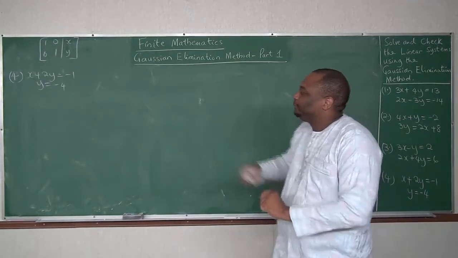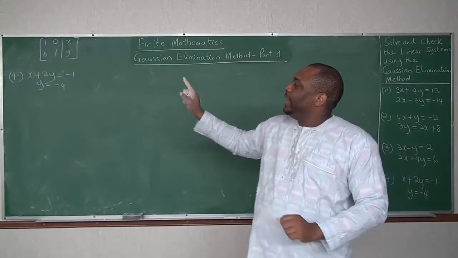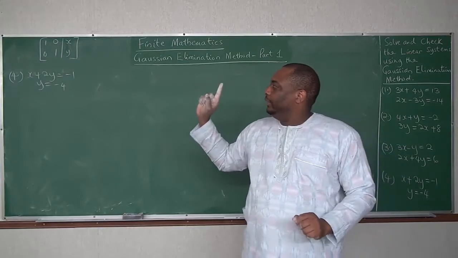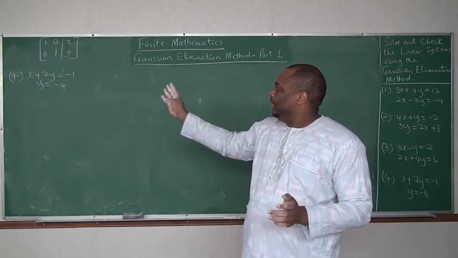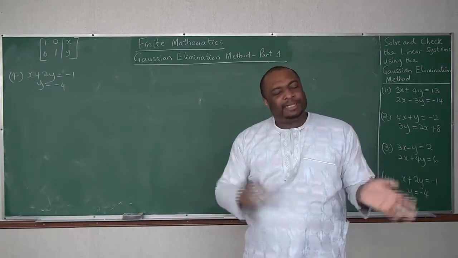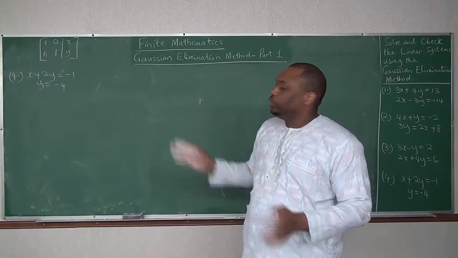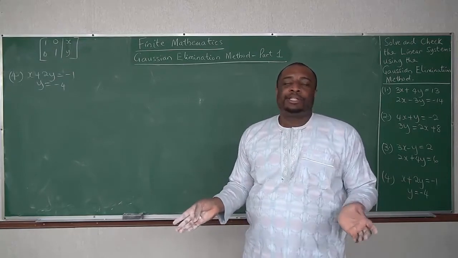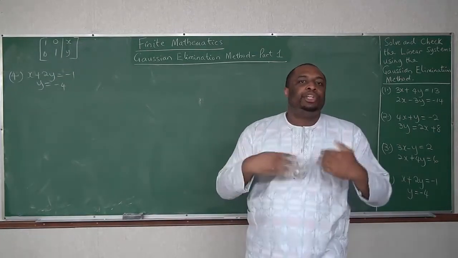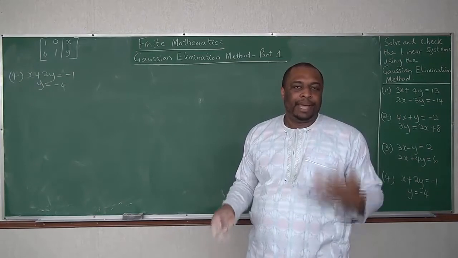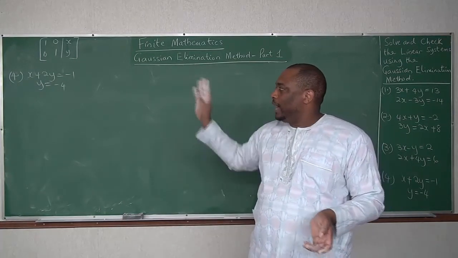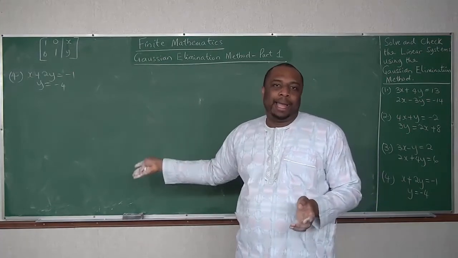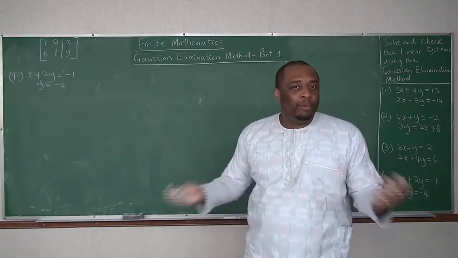Okay? Now, let's look at this. The variables, are they complete? They are not. Equation 1, you have x and y. Equation 2, you have only y. So, if they are not complete, you complete it by adding 0 coefficients. So, we're going to add 0x plus y equal to negative 4 so that we can complete it.